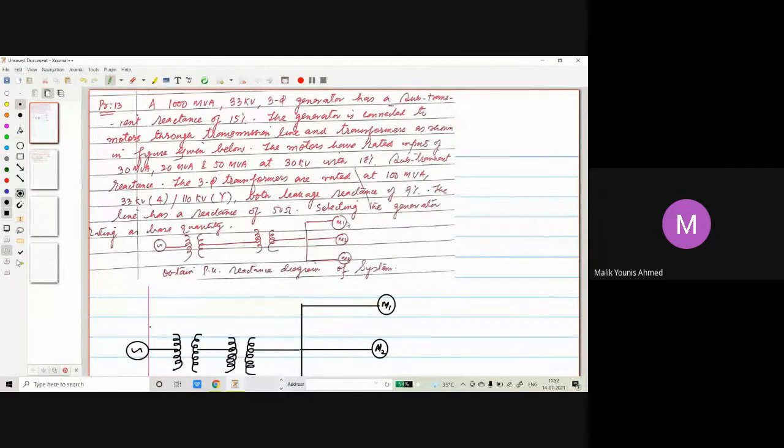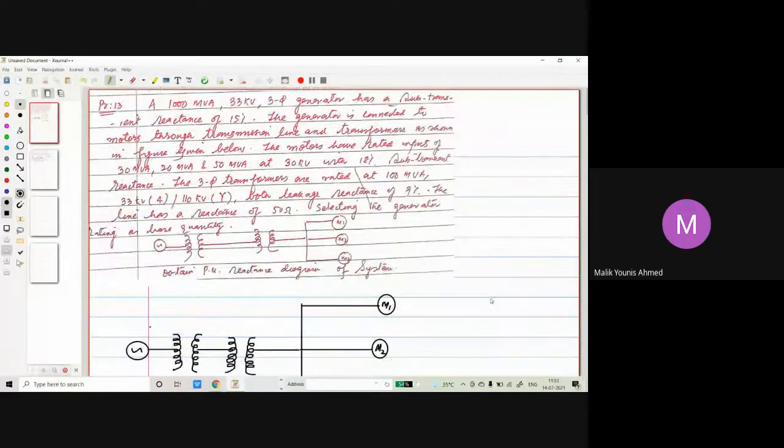The generator is connected to motors through a transmission line, and the two transformers are shown. The motors have the input ratings shown, with subtransient reactance, and the transformers are rated at 100 MVA with leakage reactance of 9%. So this is the data given. We have to write this data first, and then obtain the per unit reactance diagram of the system. That should be our objective.